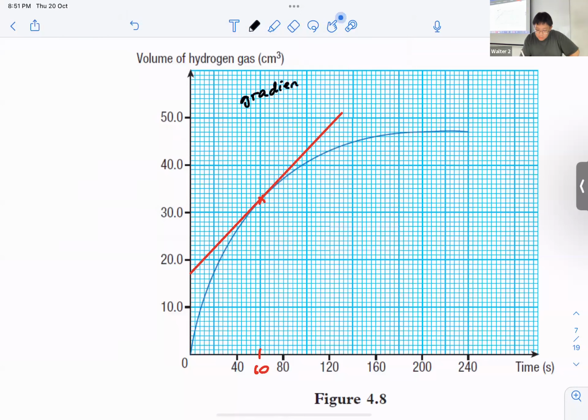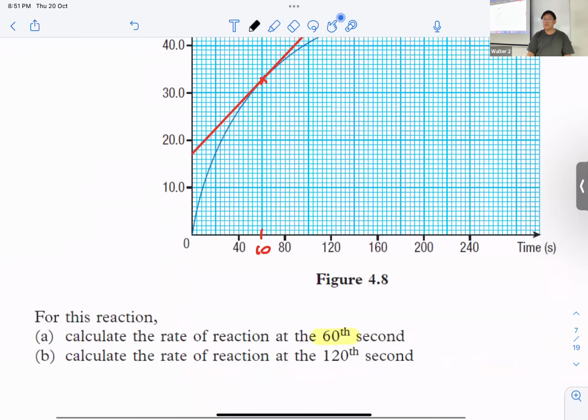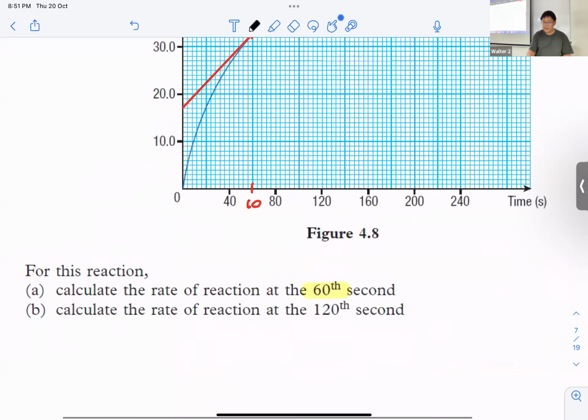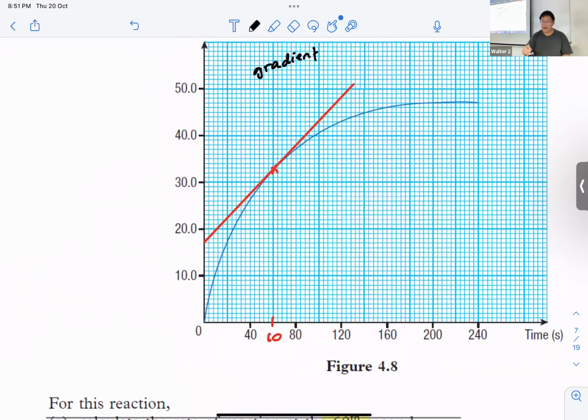Use a ruler. Now use a ruler, draw a straight line. Hey, use pencil, don't use pen, because there are two questions here: the 60th second and the 120th second. So use a pencil first, because later you'll rub off the line and then do another one.